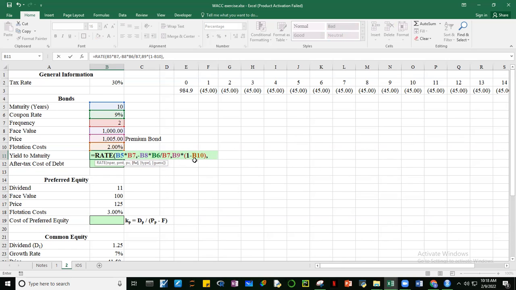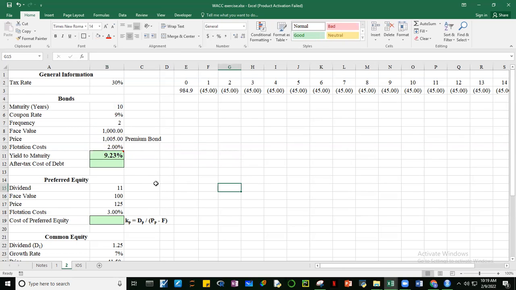Okay, that's the present value. Yan yung 984.9. Positive siya. And then future value is negative, once again, negative 1,000. Okay? So that's it. That's the rate. Kaso, itong rate na to guys, semi-annual to. So dapat i-multiply natin ng 2 ulit para maging annual. Okay? Control Enter. So our cost of debt is 9.23%.